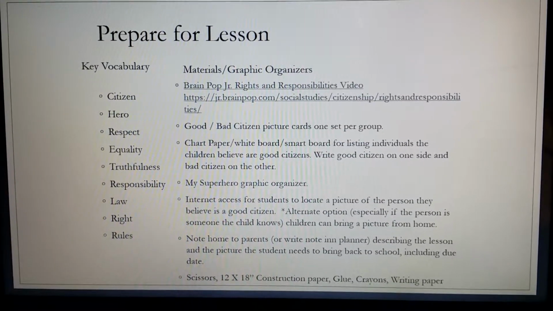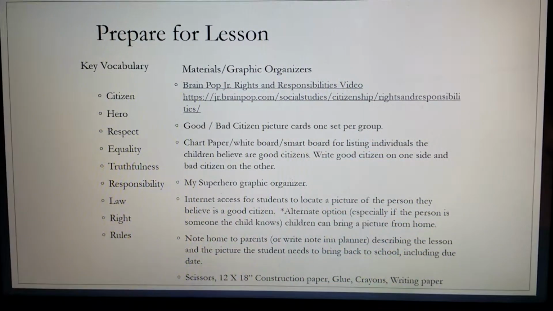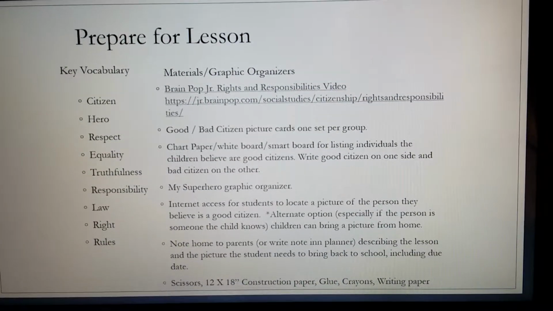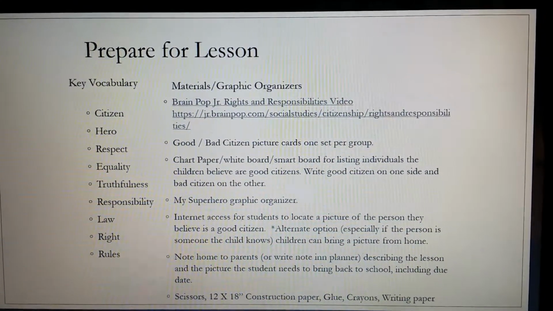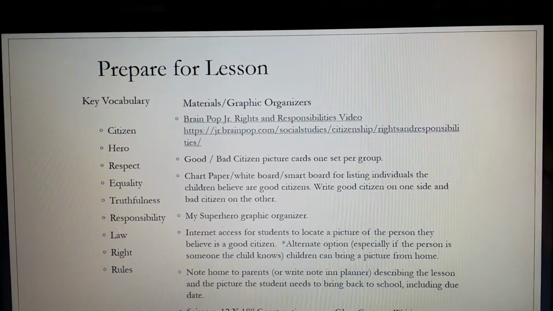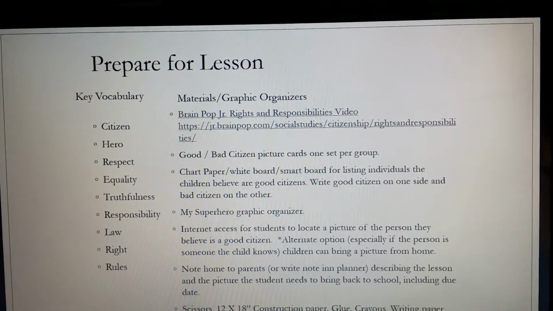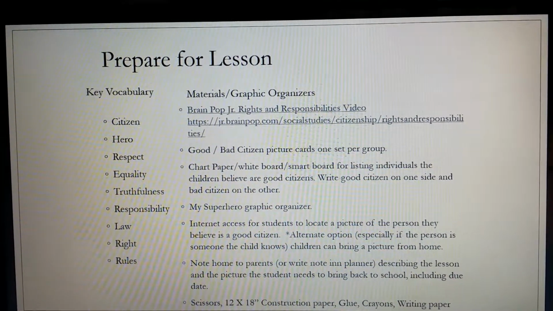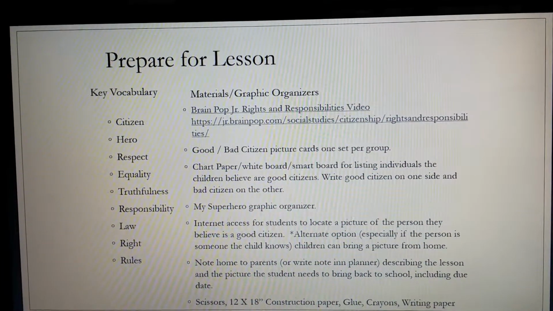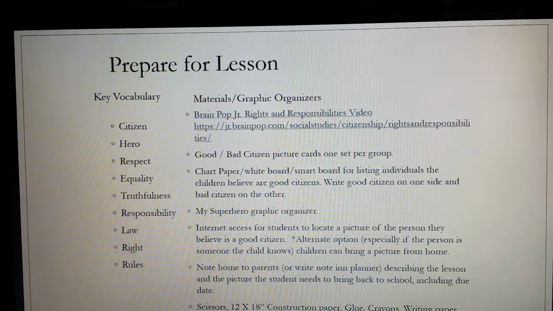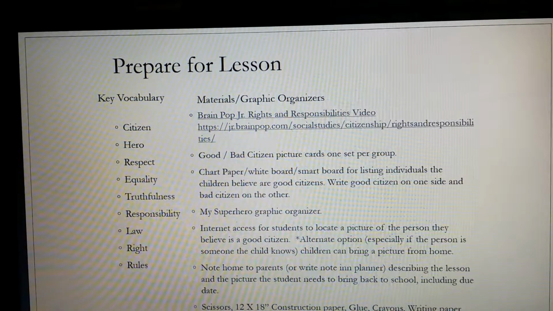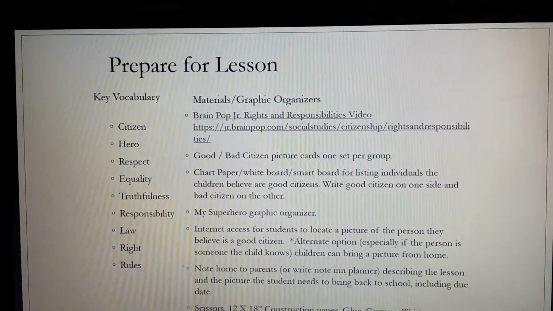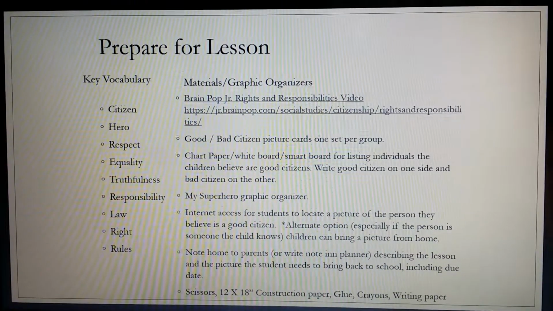You'll be divided into groups on your chart paper or your board, and the students will tell you who they believe fits into these two categories. Superhero graphic organizer, which I'll show you in just a little bit. Internet access for students to locate a picture of the person they believe is a good citizen. This is an alternate option, especially if the person is someone the child knows. They can bring a picture from home.